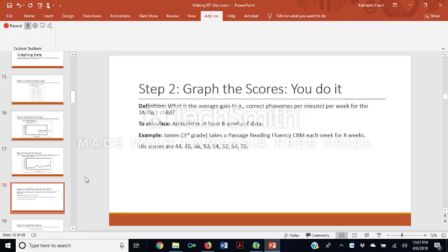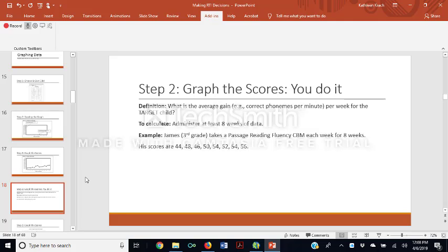So you guys have hopefully access to some graphing data. And if you don't have a graph, you can find images for graphs on Google Images just fine. So the first thing you have here is that you're going to graph some scores on some graph paper. And to do that, you're going to need to administer at least 8 weeks of data.